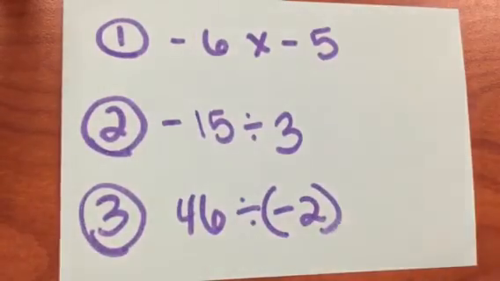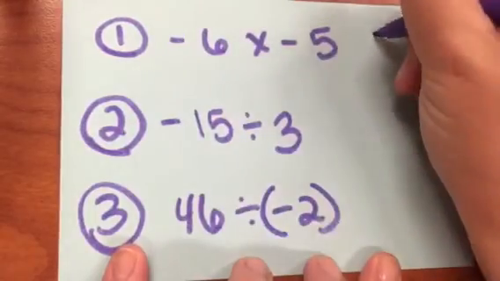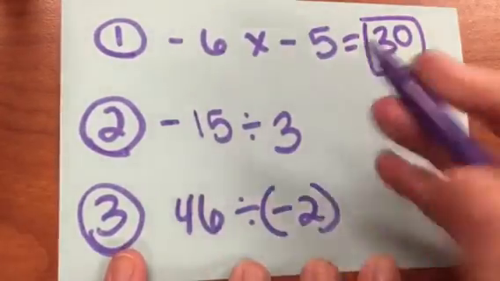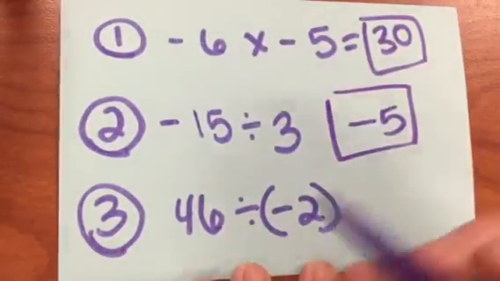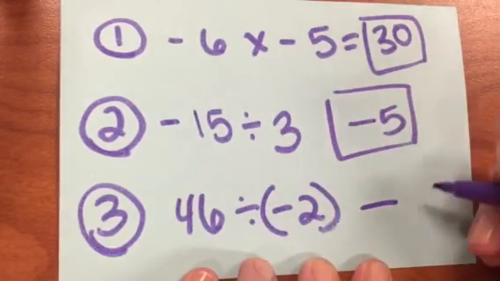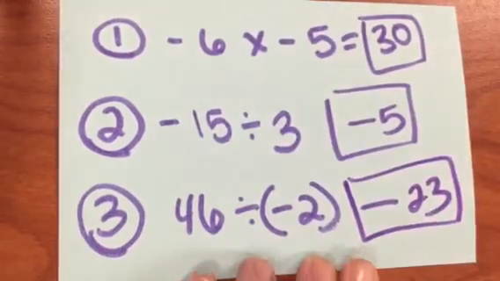Okay, now that you've solved all 3 problems in your journal, let's go over the answers really quick. This would be a positive, so it's a positive 30. Negative 15 divided by 3 is going to be a negative, so it's a negative 5 because 15 divided by 3 is 5. This one here, again, is a negative. And we've got 46 divided by 2. We've got negative 23. So those are your answers.